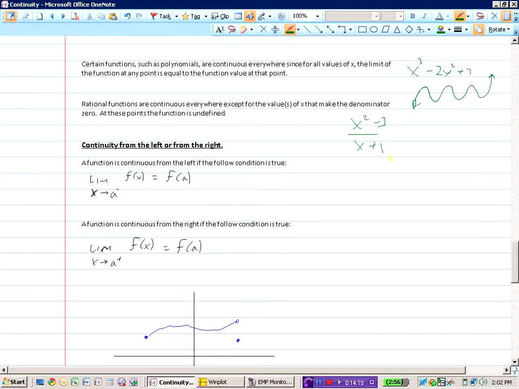Step 1 of our proof, f of c existing, would not happen in this example when x equals minus 1. If I put negative 1 in here for x, I get 0 in the denominator. This function would not be continuous at that point because the function value doesn't exist. But for all other values of x, this function would be continuous. So rational functions, they're continuous everywhere except for the values of x that make the denominator 0. Why? Because they're undefined at that value.